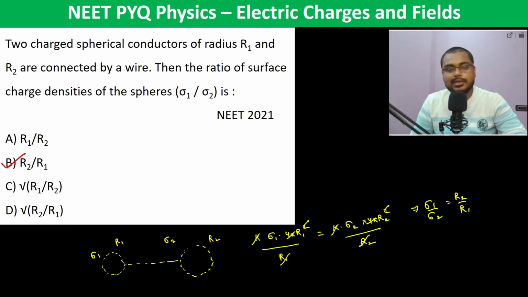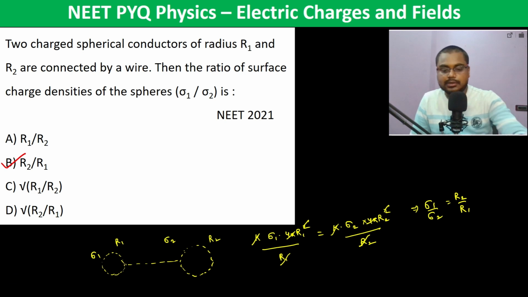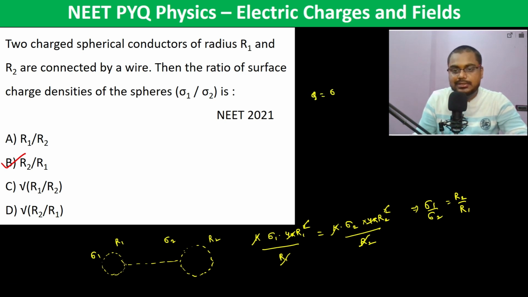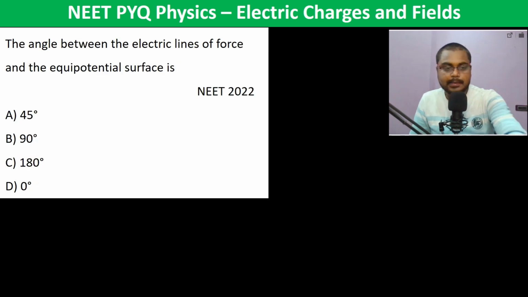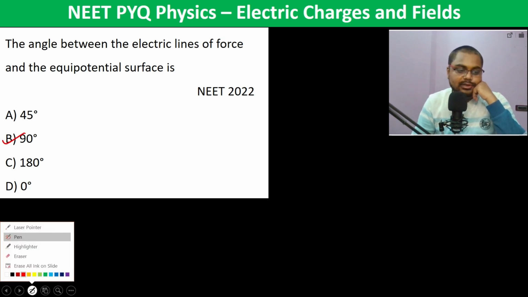Okay, so basically the potential has to be the same, and the potential's formula is kq by r. That's it. And how did we calculate q? Q is sigma into surface area, so sigma into 4 pi r square, where sigma is the surface charge density. The angle between the electric lines of force and the equipotential surface is going to be 90 degrees. Okay, how? We shall understand.